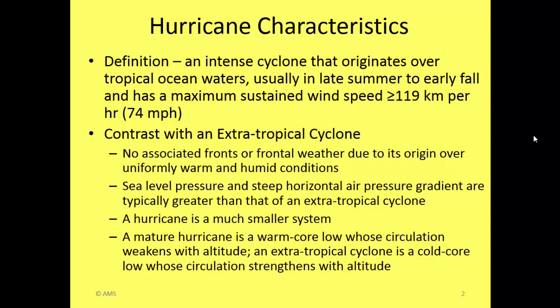Hurricanes tend to be smaller systems. They're not necessarily, but on average, they would be. There's been some very large ones in the past, but for the most part, they tend to be smaller in diameter than an extratropical cyclone. And the last bullet down is a real big difference. Mature hurricanes are what we call warm core lows. Now, their circulation is also counterclockwise, but the circulation weakens with altitude, which is opposed to an extratropical cyclone whose circulation strengthens with altitude.